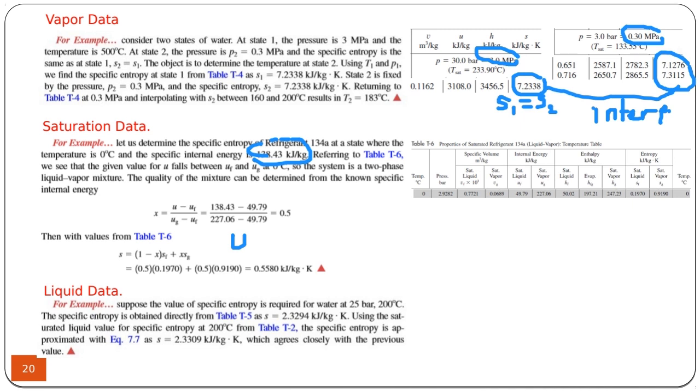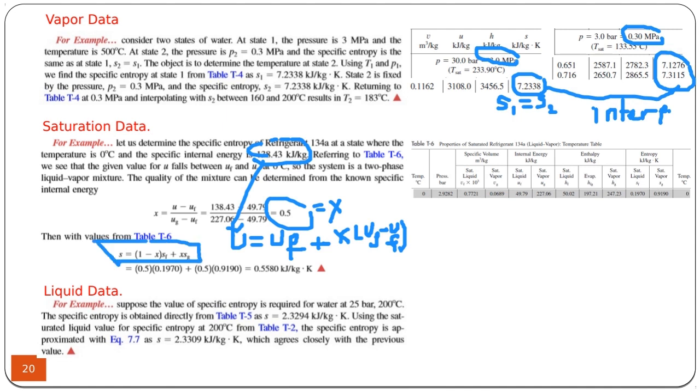it can be calculated from u_f plus x times (u_g minus u_f). This value is given to you so that you can calculate the quality of the mixture. And the same quality of mixture is used to calculate the entropy as well.